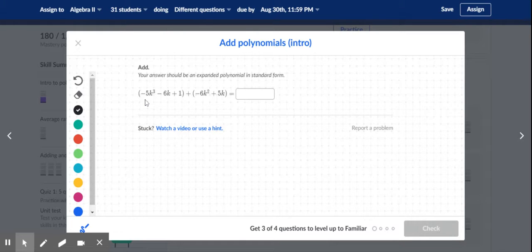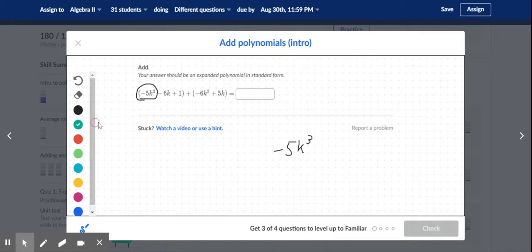So I'm just going to go through. Are there any other terms that have a k to the third power? No. All right, so that one stays. It's by itself. There are no matches, it stays the same. Are there any other terms that are k to the first power? That little invisible first power is there. Yes, there is, right here.